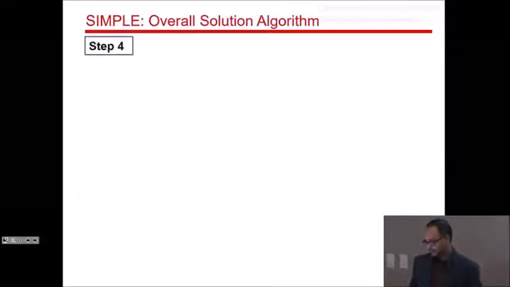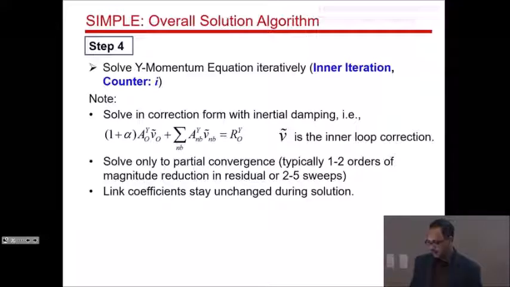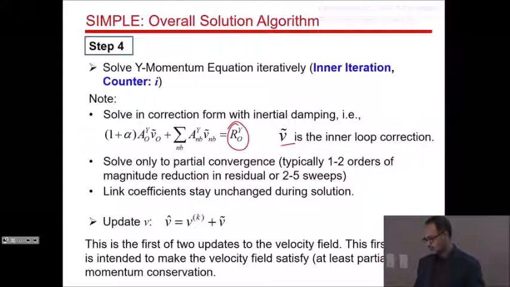All right. Next step, same thing, y momentum. So I'm not going to spend too much time on this. You now have the residual of the y momentum equation. V tilde is my inner loop correction. Same thing, you correct, and this satisfies the y momentum equation partially. So now we have u hat and v hat. These are ready. This is the velocity that I've gotten by solving the momentum equations.